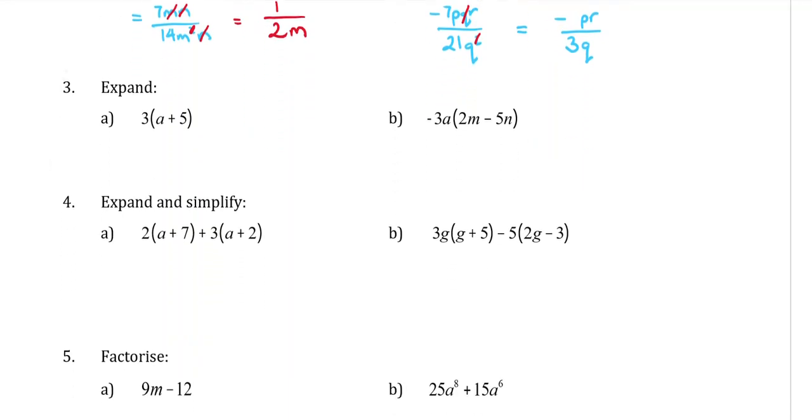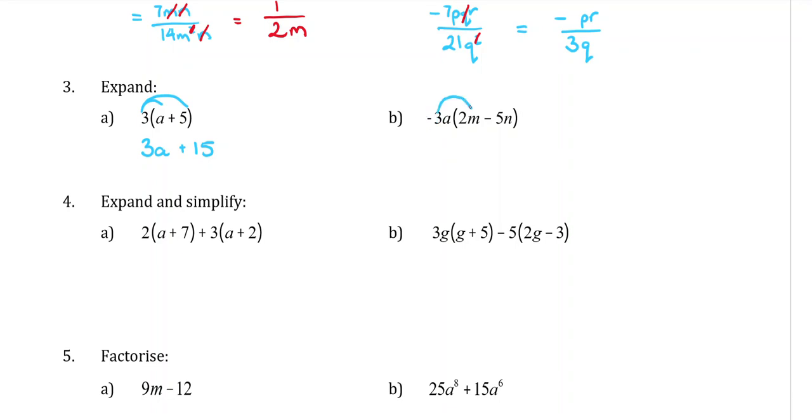Question 3. Expanding the brackets means we're multiplying out. 3 times A is 3A. Plus, we have a plus sign in between here, then we're going to multiply the 3 with the 5, which is 15, and that's it. That's how you expand. You have to be a little bit more careful when there's a minus sign at the front. So let's try this next one.